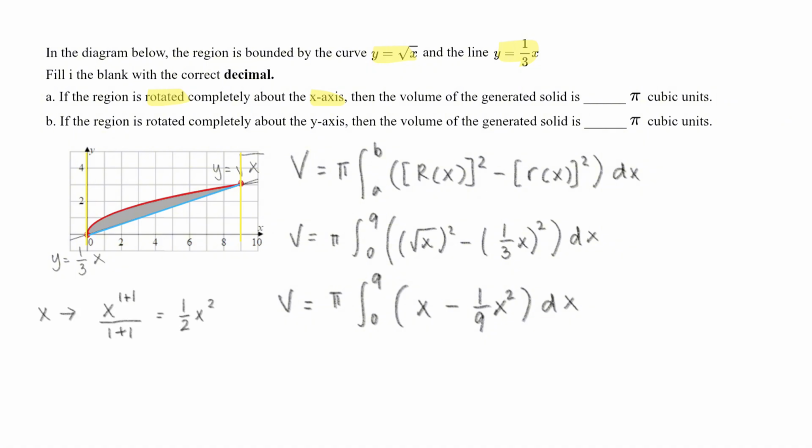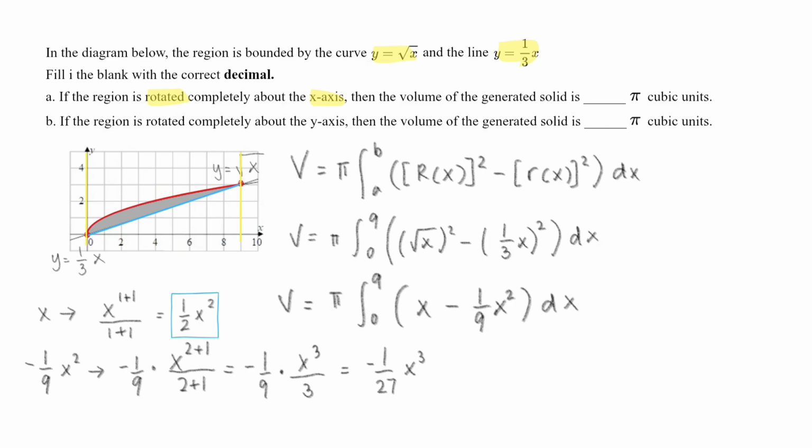Next, we integrate each term. For the first term, x, we get 1 over 2x squared. As for the second term, negative 1 over 9x squared, we get negative 1 over 27x cubed. So our integration is pi times the quantity 1 over 2x squared minus 1 over 27x cubed, all to be evaluated between 0 and 9.